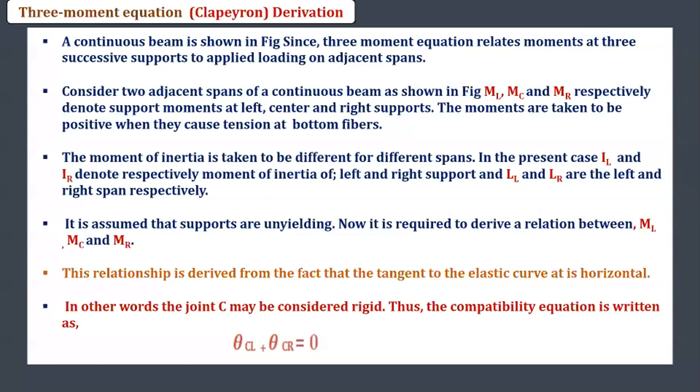In the present case, IL represents the moment of inertia for the left span, and IR represents the moment of inertia for the right span. Now LL is the length of the left span and LR is the length of the right span. I request all the members to write down the theoretical description: IL, moment of inertia for the left span; IR, moment of inertia for the right span; LL, length of the left span; LR, length of the right span.